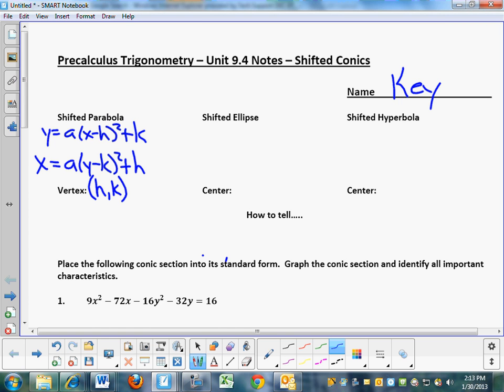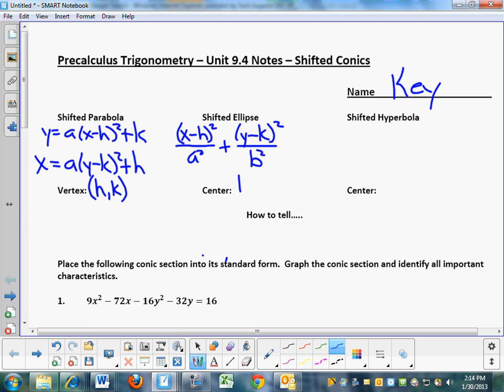If it's an ellipse and it's shifted, we have the formula (x minus h) quantity squared over a squared plus (y minus k) quantity squared over b squared. Is that one stretched horizontally or vertically? Horizontal. Both of them are positive. We could write the y first. A is on the bottom, and a is biggest in that situation.